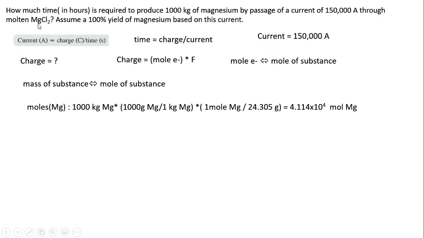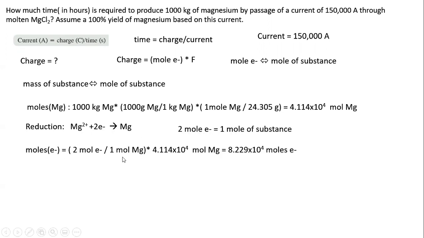Magnesium is being reduced from magnesium 2+ to elemental magnesium, so the reduction half reaction looks like this. For every 2 electrons, we produce 1 mole of magnesium. So there's a 2-to-1 relationship between electrons and the substance. Now we can convert moles of a substance into moles of electrons using this relationship.